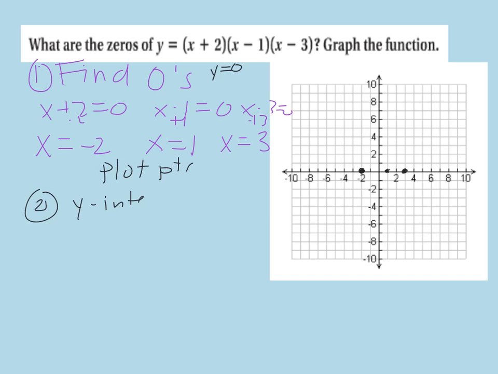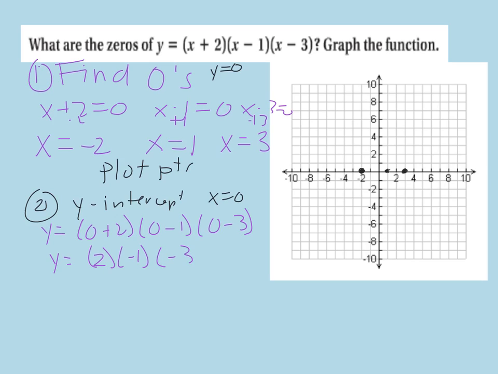The next thing you should do is find your y-intercept, that means that x is equal to 0. So if I look at my equation here, I'm going to plug 0 into each point that I have to figure out what my y-intercept would be. Now if I'm going to solve this, this would be like 2 times negative 1 times negative 3. So that's going to be y is equal to 6. So where it goes through the y-intercept would be right up there at 6.